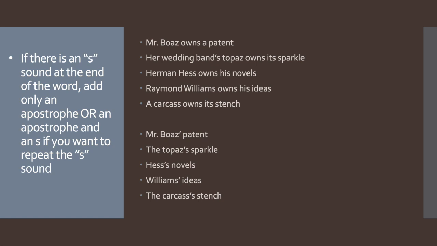So these things look awkward, but there really is a rule here. And that rule is write the noun, add the apostrophe, and then in almost all cases, add an S. But if you really hate the sound of the double S, you can leave that second S off. Okay? You write the noun, add the apostrophe, add an S. And that's how you make a singular possessive. And what you're doing is you're taking Mr. Boaz in the first one and turning him into an adjective that describes the patent. The same with topaz, right? The sparkle is the noun in that noun phrase, and topaz's is an adjective.